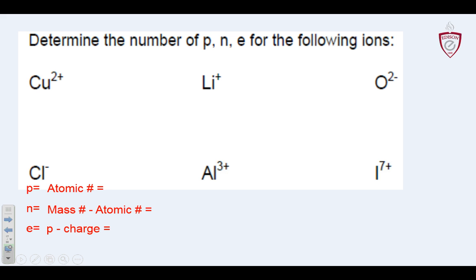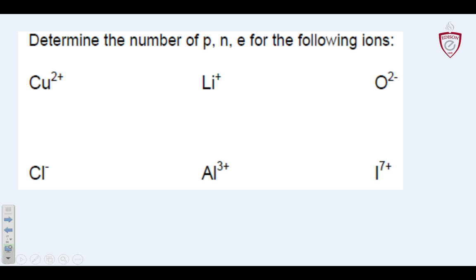In case you don't have your periodic table handy, the atomic number of chlorine is 17. Its mass is 35. So 35 minus 17 is 18 neutrons. And the electrons? I have my protons minus my charge, which is a negative this time. So it's 17 minus negative 1, and that's going to equal 18.